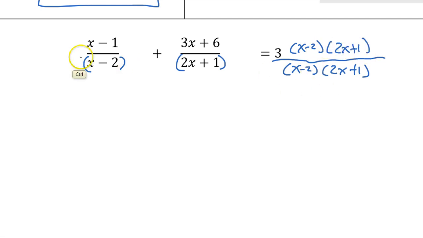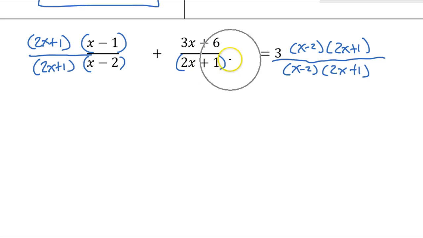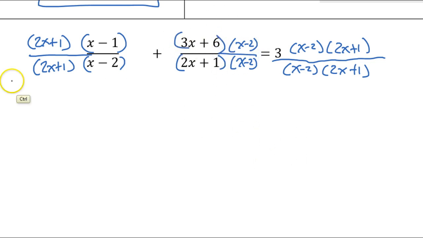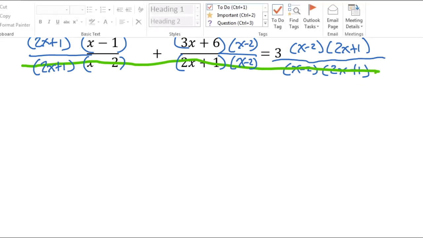So there's that. Here I have the x minus 2. It's going to also need 2x plus 1. This one has the 2x plus 1. It's going to need the x minus 2 to go with it. Okay, now I have like denominators. Once you have like denominators, you can cancel out the denominators. So this is what I have.